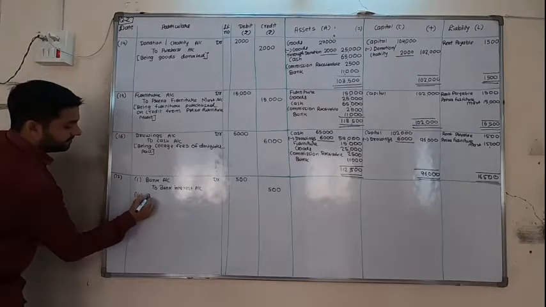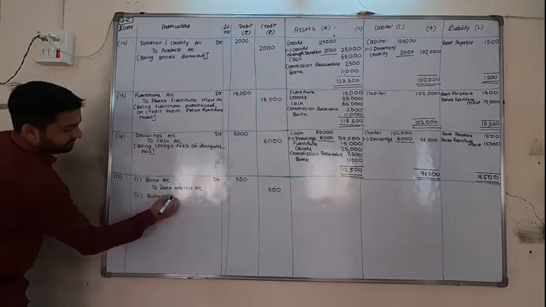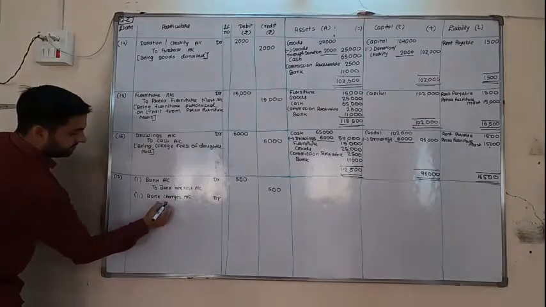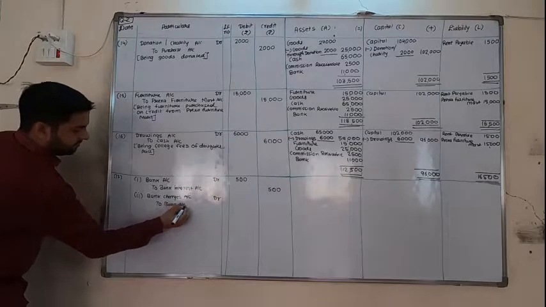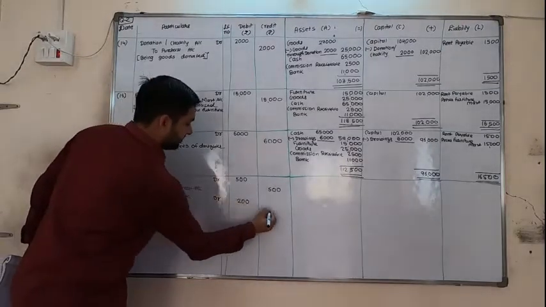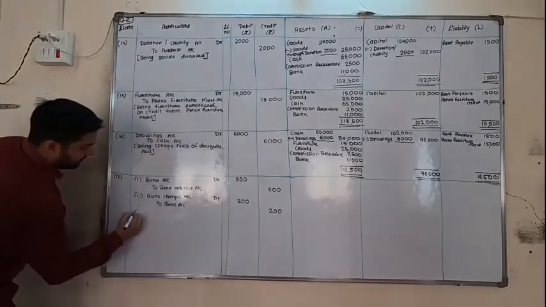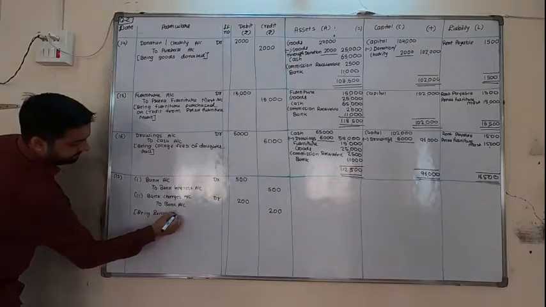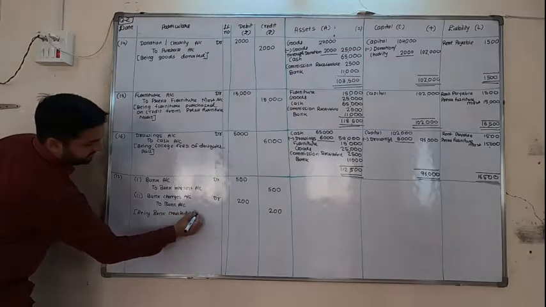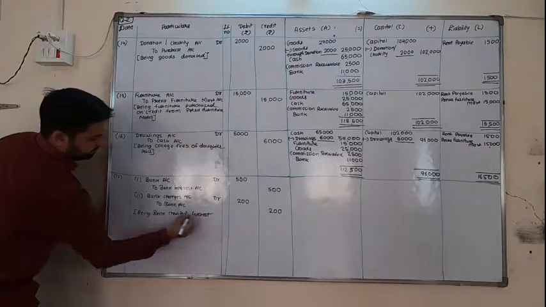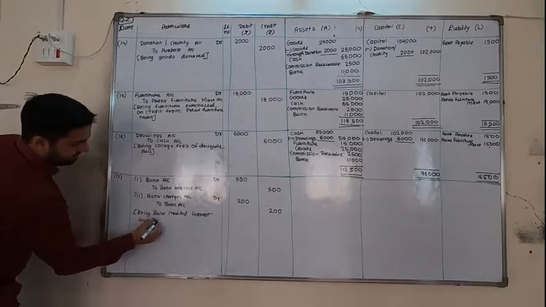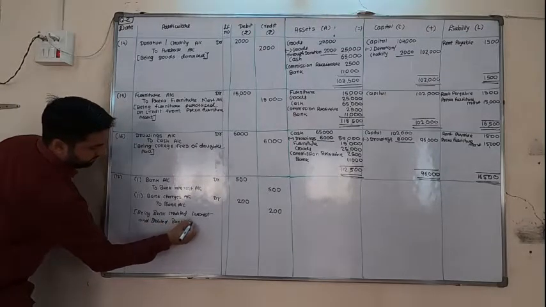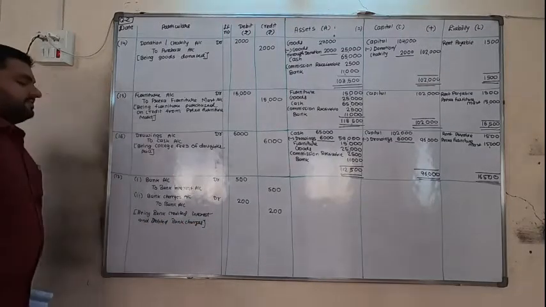Second, bank charges account debit to bank account, 200. Bank credited interest and debited bank charges.